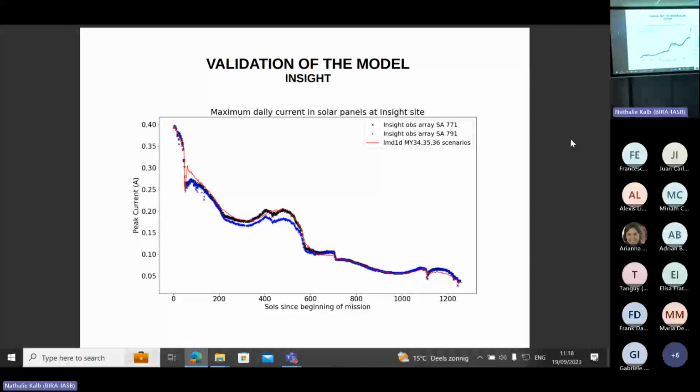So what you see is that sometimes the electric current goes back up. This is the effect of Mars getting closer to the sun. And sometimes you have a big gap due to regional dust storms or bigger dust storms. For example, here you have dust storms at the end of Martian year 34. And you see that here, the current goes back up faster in the model than in the measurements. So this is due to the fact that we use the dust opacity scenario.